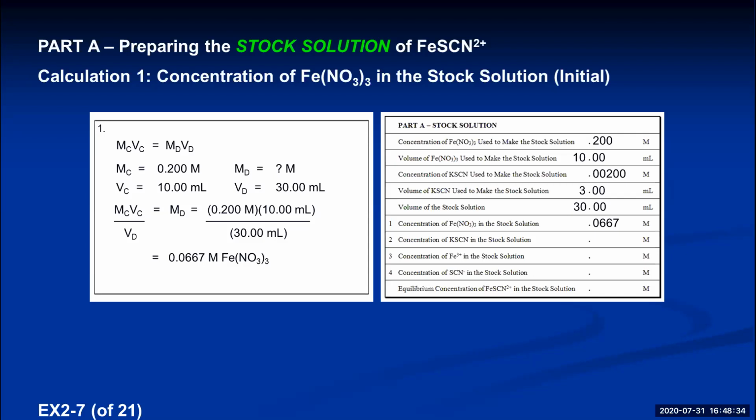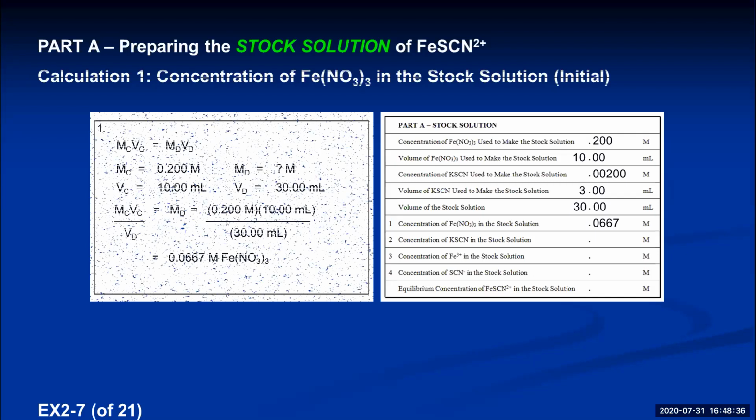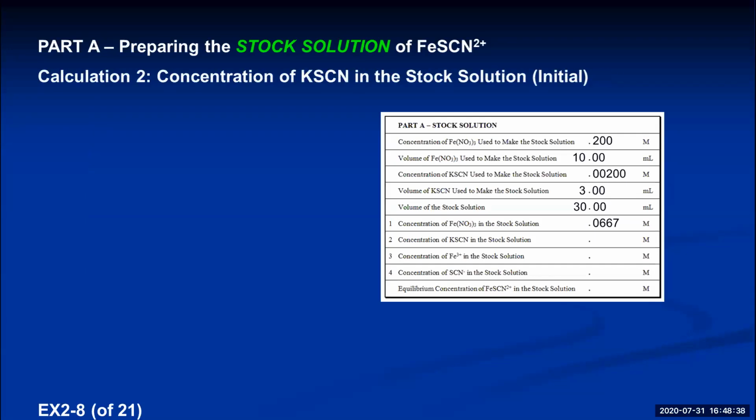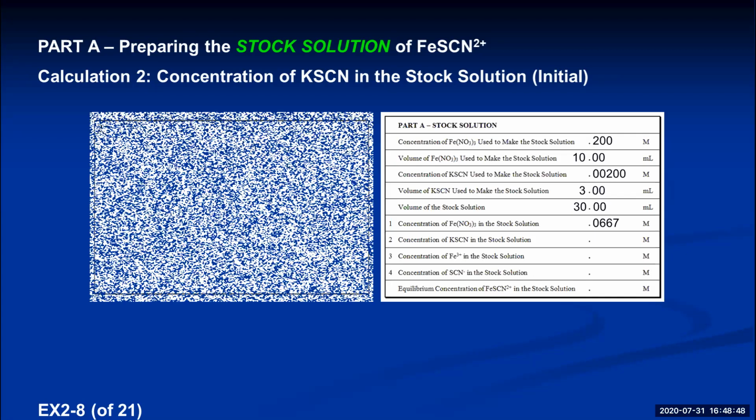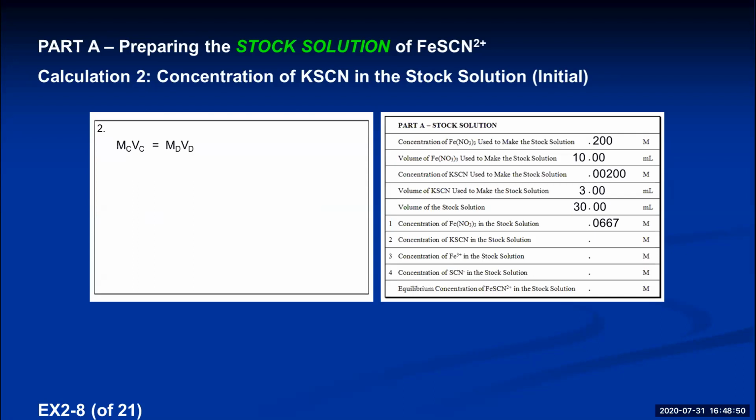Second calculation, concentration of potassium thiocyanate in the stock solution. We're going to do that exactly the same way. We're going to be diluting the original potassium thiocyanate solution, so now the concentration of the potassium thiocyanate is going to be less. So in box number 2, we're going to use the dilution equation. What are we starting with? For the potassium thiocyanate, we're starting with 0.00200 molar. That's the initial or the concentrated molarity.